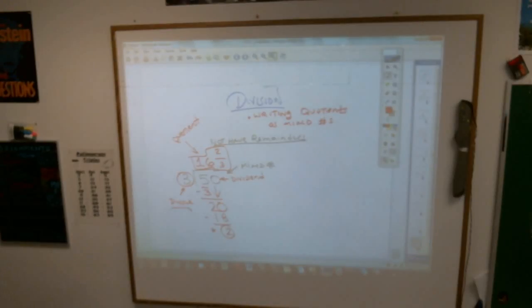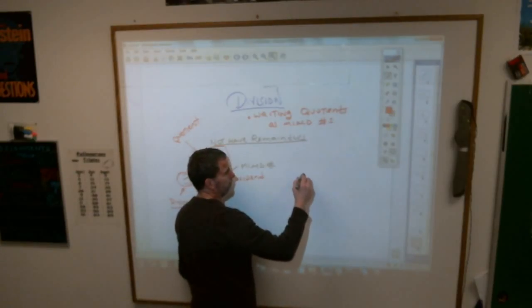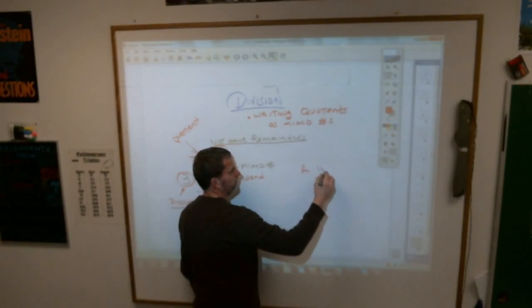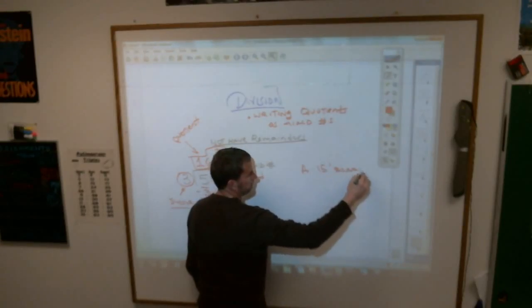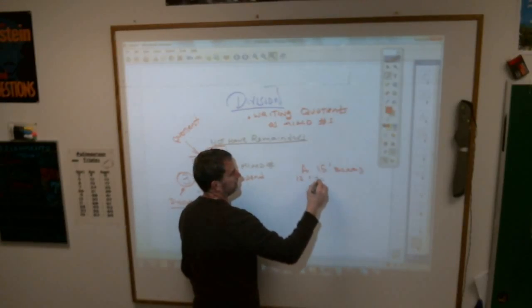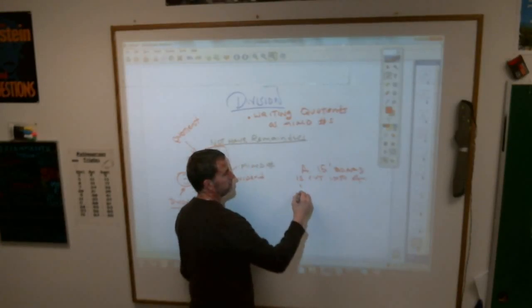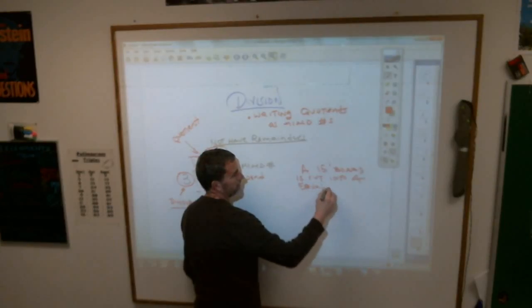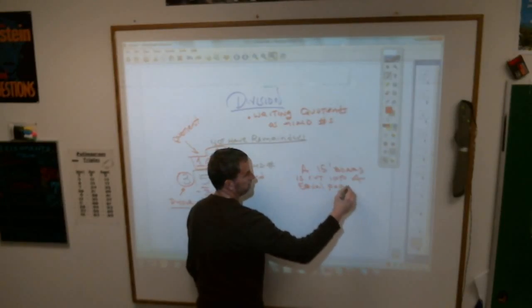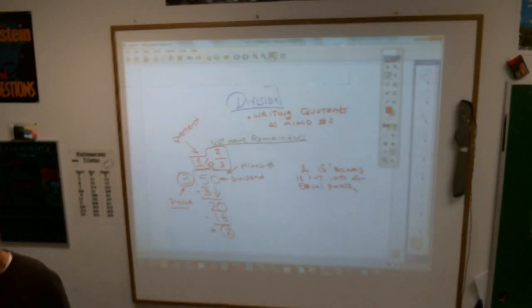Here's another one. A 15-foot long board is cut into 4 equal parts. How long is each part?